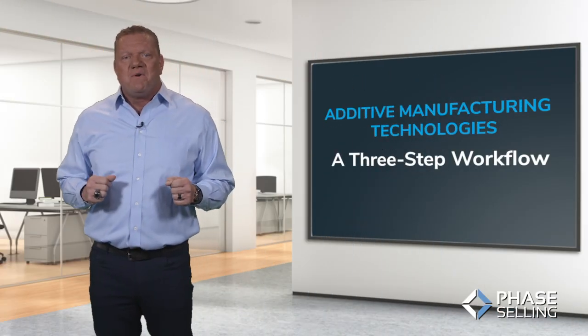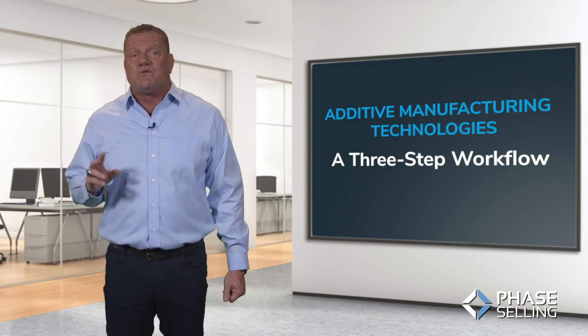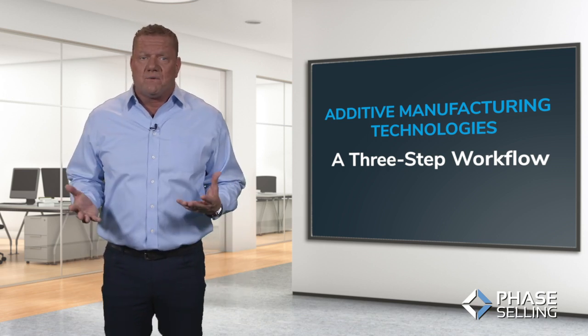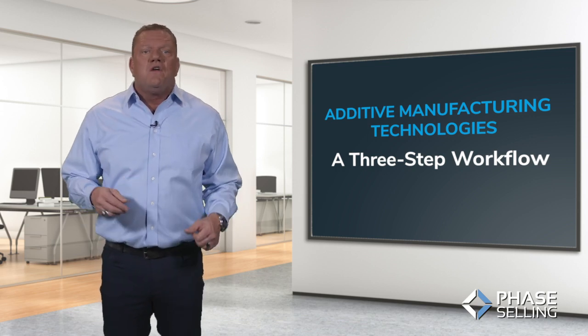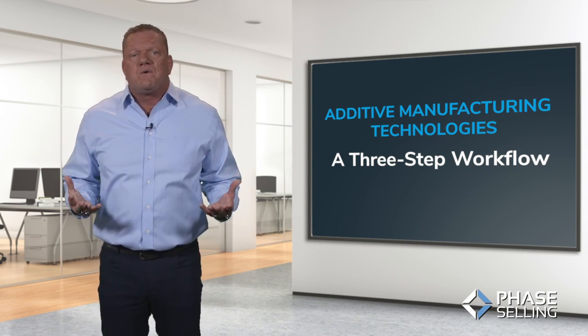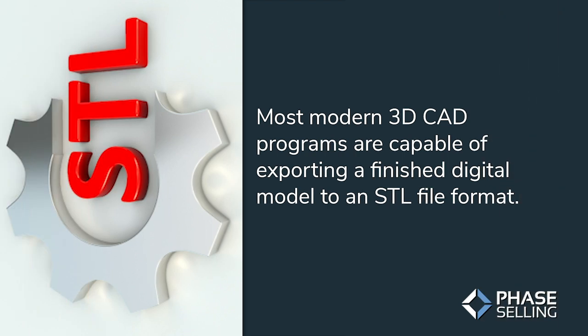CAD is an acronym for Computer-Aided Design and can refer to either 2D drawings or 3D models. Whereas 2D drawings are ideal for architects, 3D models are a prerequisite to 3D printing. Most modern 3D CAD programs are capable of exporting a finished digital model to an STL file format.